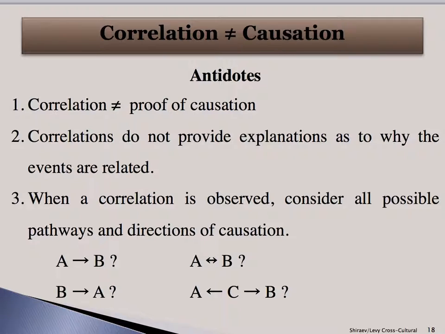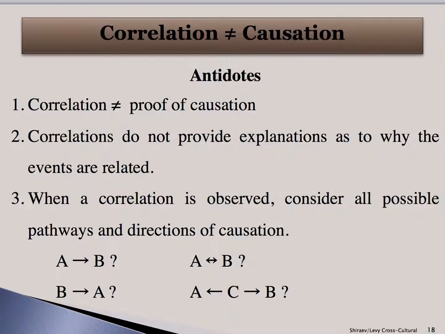Once again, the book offers several antidotes to falling into the misinterpretation of correlation as causation. The first is, remember that correlation or co-appearance is not in and of itself proof of causation. Keep in mind that correlations enable us to make predictions from one event to the other, but they do not, however, provide explanations as to why the events are related. When a correlation is observed, you should consider all possible pathways and directions of causation.